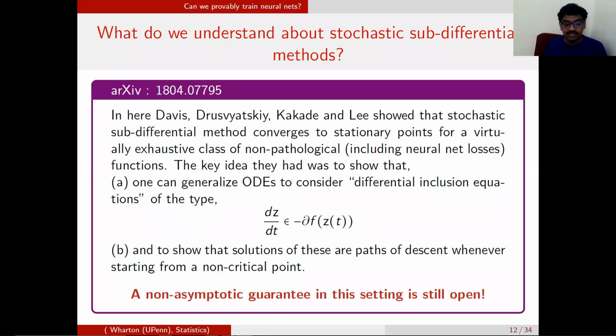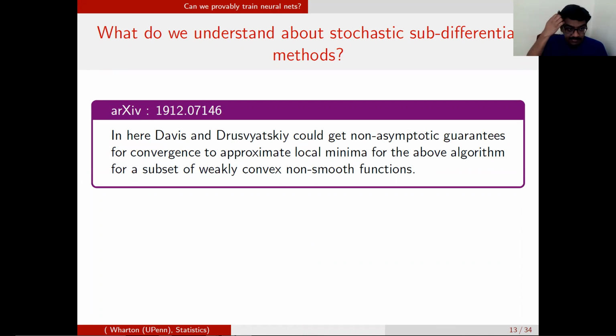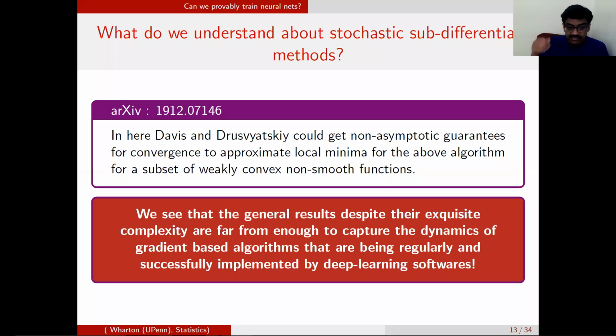But still, this does not give a non-asymptotic guarantee. This is one of the most general results, but we still don't have a non-asymptotic guarantee. Essentially, the same group in a 2019 paper improved this result to get to local minima for weakly convex non-smooth functions. But that still does not cover neural networks, because neural networks are not weakly convex non-smooth functions. So we see that despite the general results being of exquisite complexity, they are not able to capture the dynamics of gradient descent on neural losses, which is successfully getting implemented by every deep learning software out there.